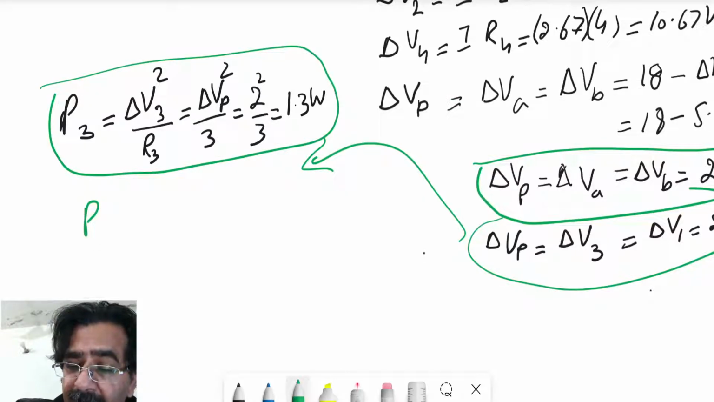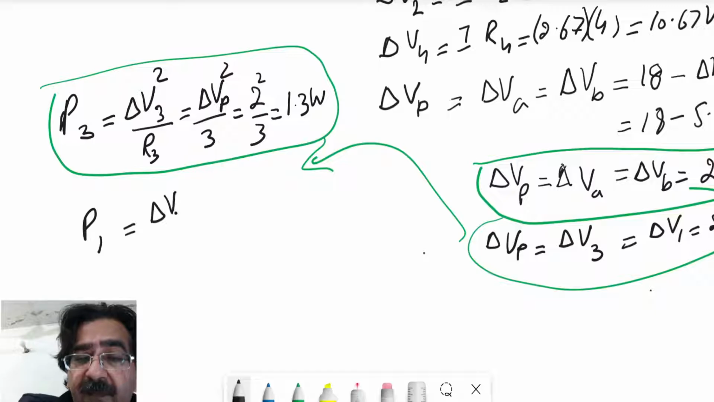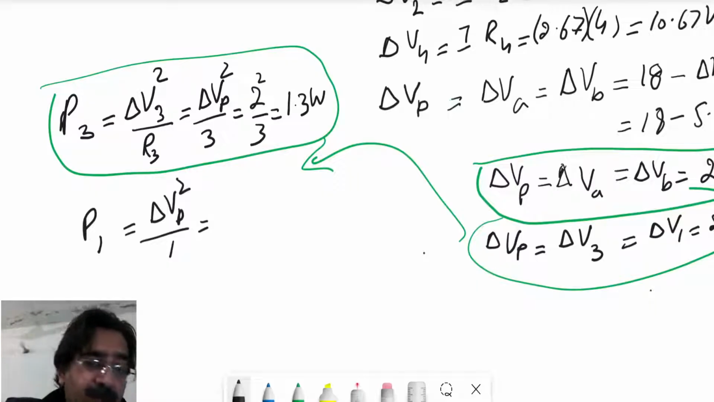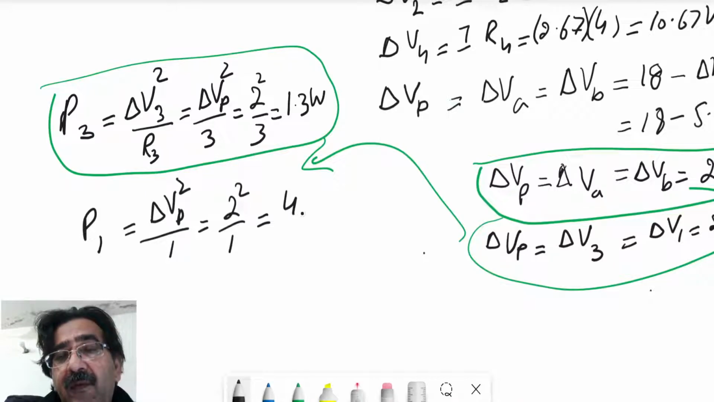Similarly, the voltage drop across the 1 ohm resistance, the power will be delta Vp squared over 1, that is 2 squared over 1, which will be 4 watts.